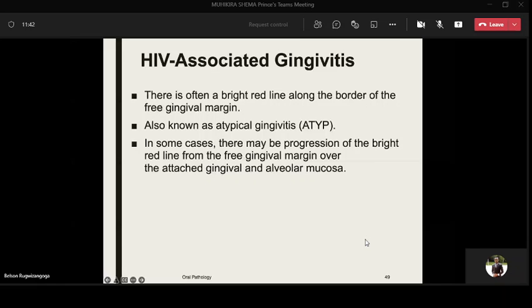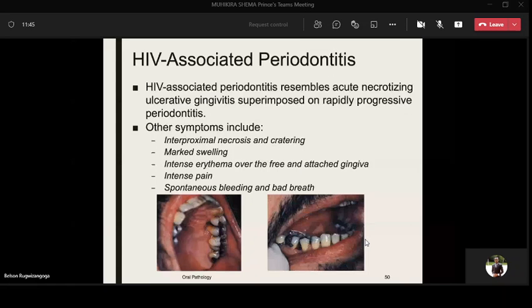There is also periodontitis. It resembles acute necrotizing ulcerative gingivitis superimposed on rapidly progressive periodontitis. So the symptoms include interproximal necrosis and cratering, marked swelling, intense erythema over the free and attached gingiva, intense pain, spontaneous bleeding, and bad breath. So these are some of the signs of this periodontitis.